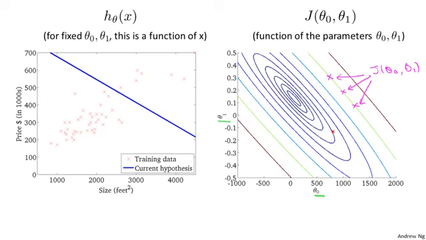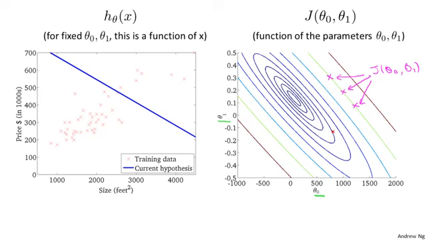And imagine a bow shape that sort of grows out of my screen like this, so that each of these ellipses has the same height above my screen, and the minimum of the bow is right down there. And so the contour figure is maybe a more convenient way to visualize my function J. So let's look at some examples.